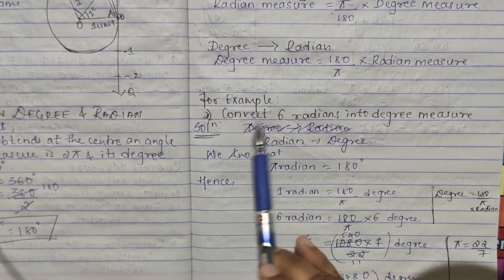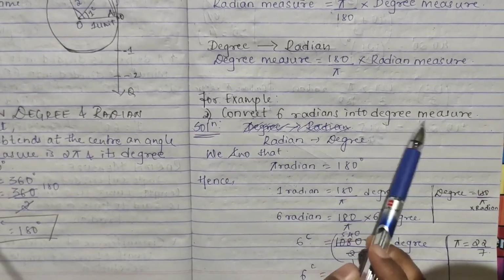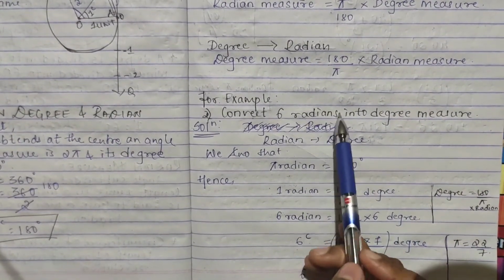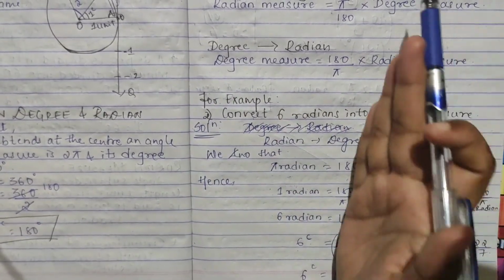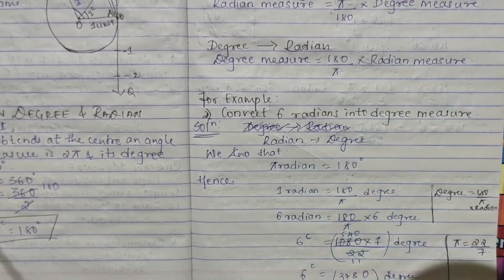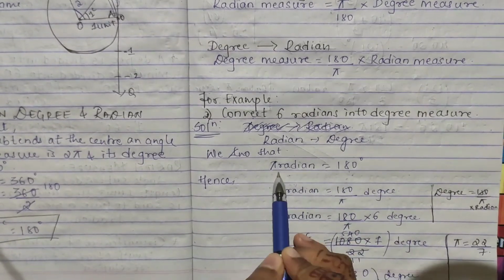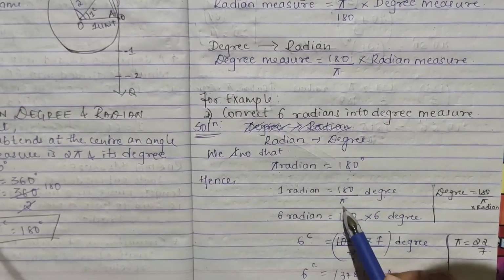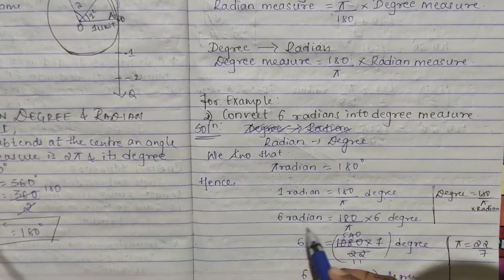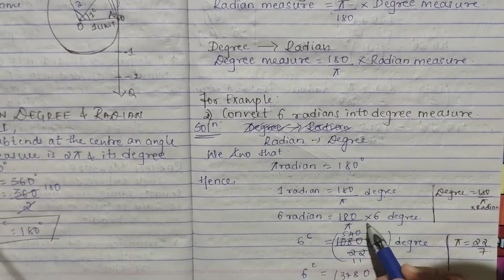Take down the next question. Here they are telling us to convert 6 radians into degree measure. So radians we have to convert into degree measure. Whatever we are finding, I have asked you to write it on the right hand side. You should write 180 degree, because we know that pi radian is 180 degree. So for 1 radian it will be how much? 180 by pi degree, right? So for 6 radian it will be 180 by pi into 6.